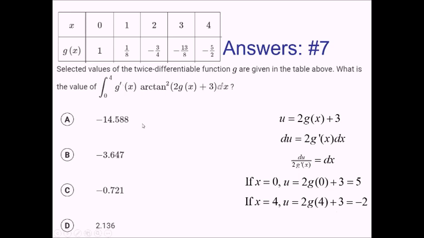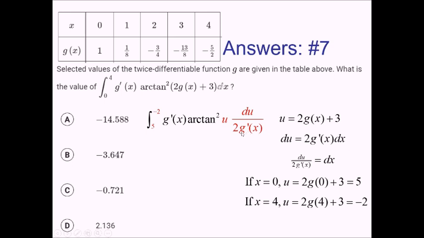Rewriting all this now, I have the integral from 5 to negative 2 of, we now have, let's see here, g prime of x, arctan squared of u, and then we have, instead of dx, we're swapping that out for du over 2g prime of x. The g primes are going to cancel.